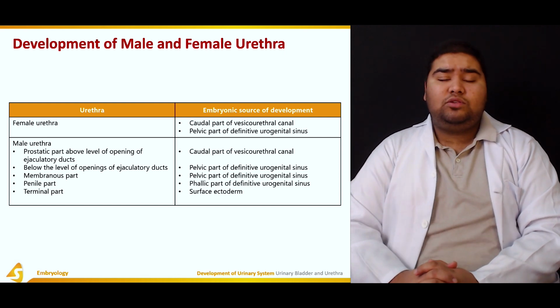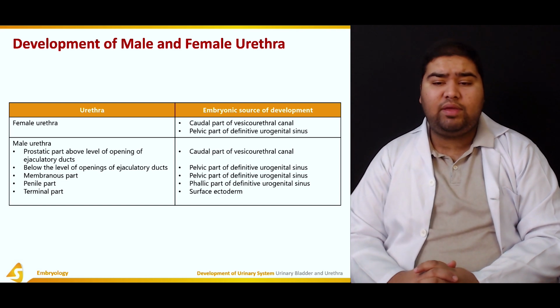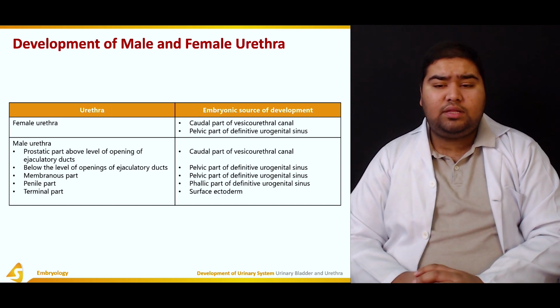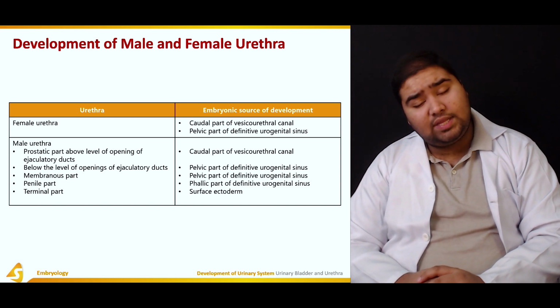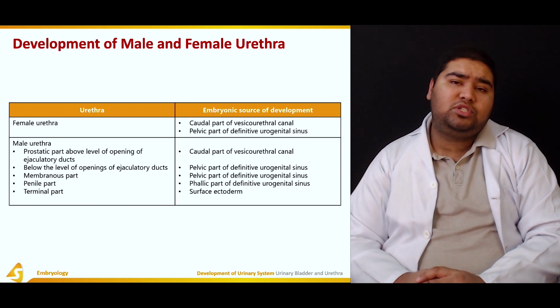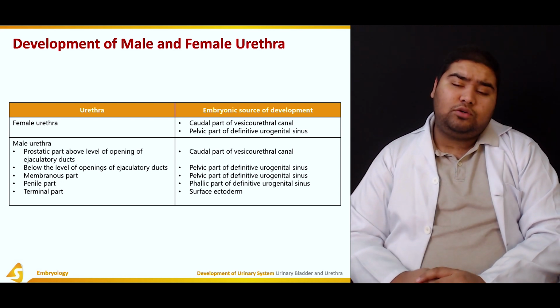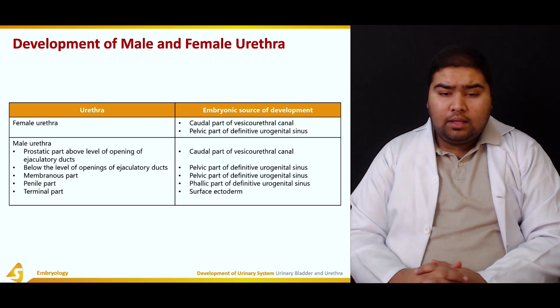This is actually the source of development of various parts of the male and the female urethra. So the female urethra develops from the caudal part of the vesico-urethral canal. We've seen that. And as well as the pelvic part of the definitive urogenital sinus. So these are the two sources of development of the female urethra.